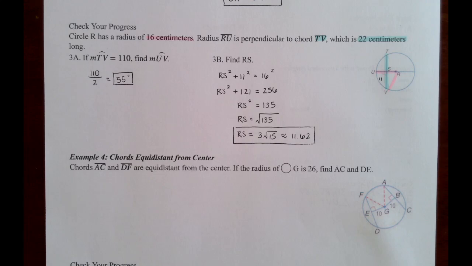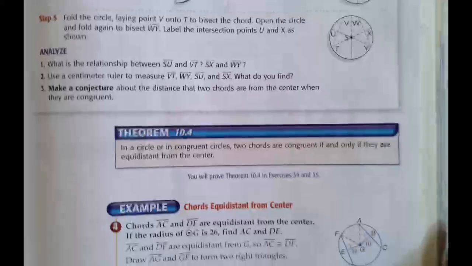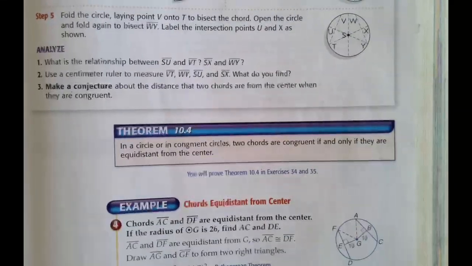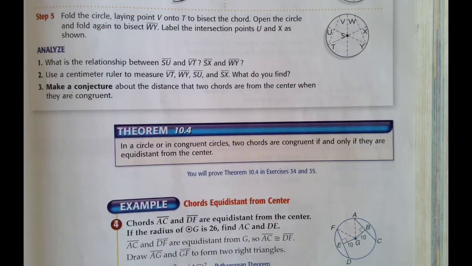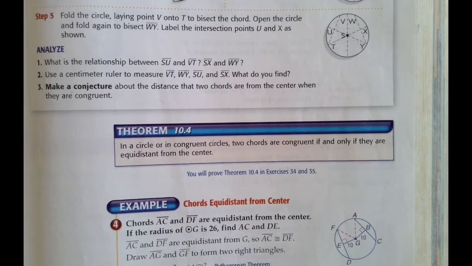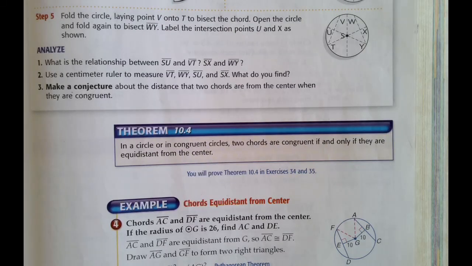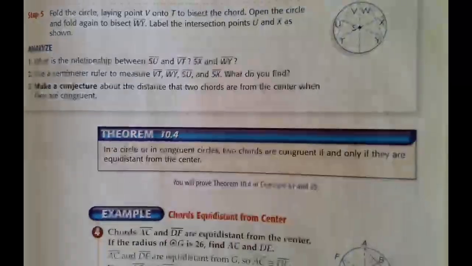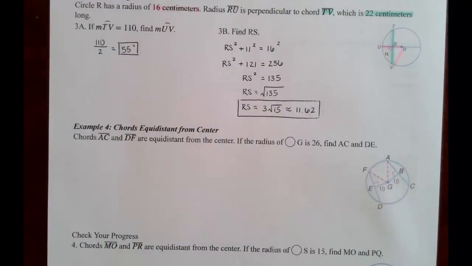Okay. And then here on our last example, before we get to that, let's talk about our next theorem. Okay. So in a circle or in congruent circles, if two chords are congruent, they have the same distance from the center. Okay. There you go. Okay, so let's look at example 4.